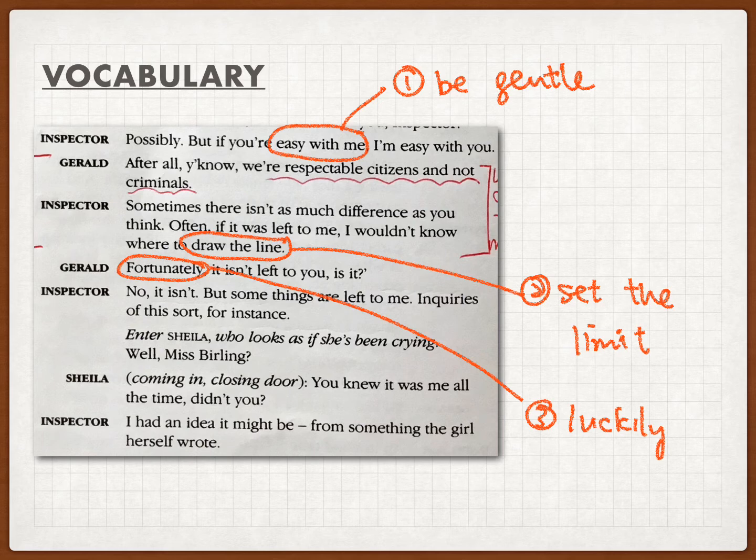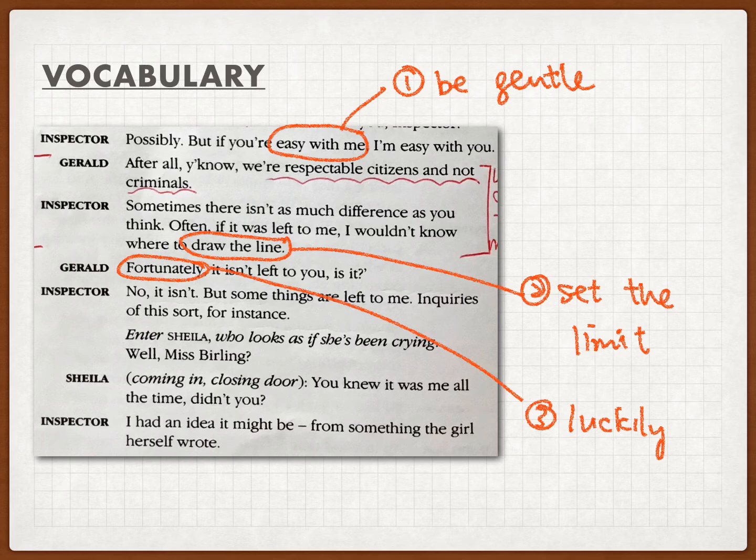Okay, and then the next phrase, draw the line. It means not drawing a line literally, but setting the limit. When you draw a line, you set the limit. Like here, how to identify respectable citizens or a criminal. And the inspector said it's hard to define, it's hard to give a definition, it's hard to set the limit, it's hard to draw the line. Okay, so this is what the inspector meant.